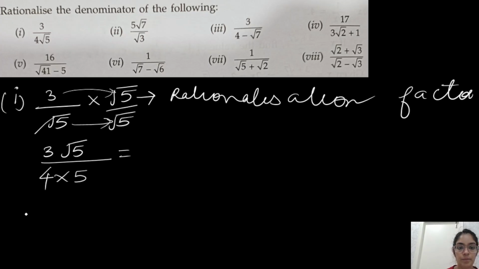So here 4 is there. In the question, 4 is there, I just wrote it wrong. So there is 3 root 5 by 20. So this is the answer.